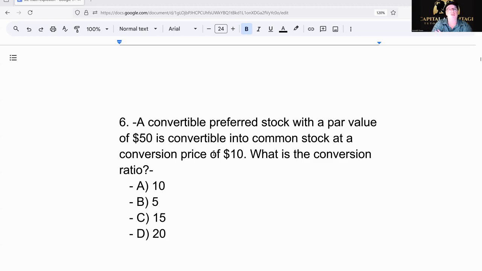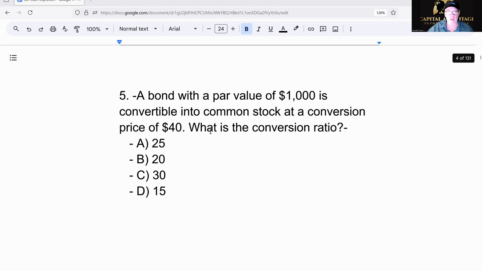A convertible preferred stock with a par value of 50. Look at that, that's a tricky one. Make sure you go back. Oh, we're good. Okay.